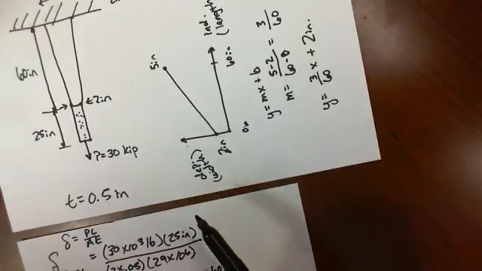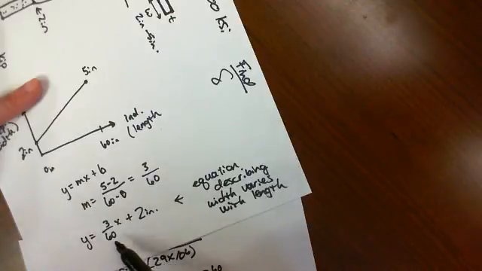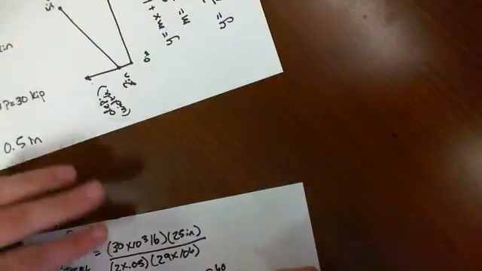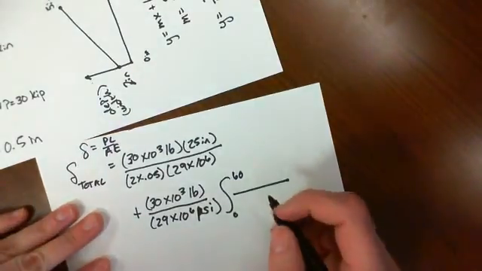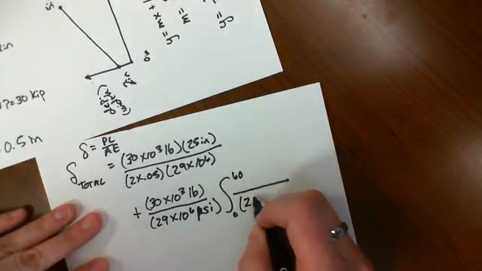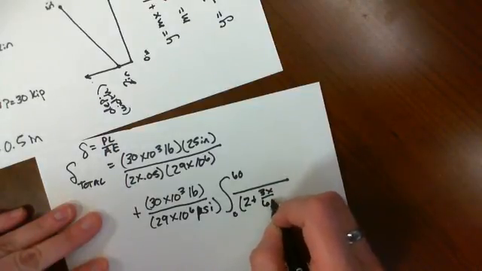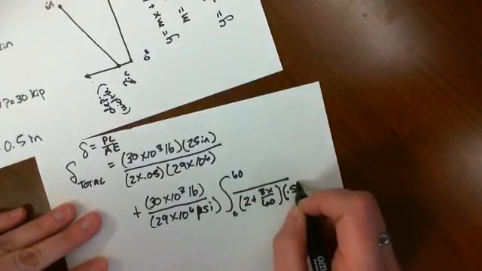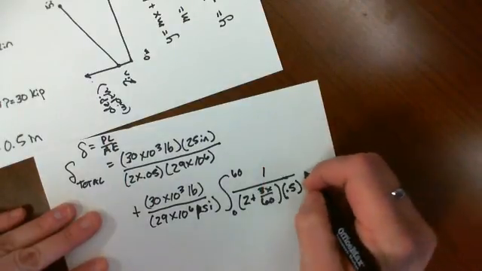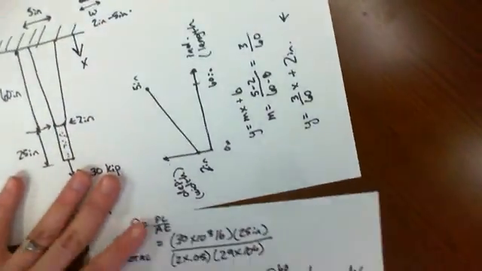But that's only the width. We derived the equation for the width, but the area is actually the width times the thickness. So we have, and it's on the bottom of our equation, if you remember here, PL over AE. So we have our equation 2 plus 3x over 60. And then we have to multiply it by our thickness, 0.5, and we're integrating over the length, dx. So we're calling this our x direction.